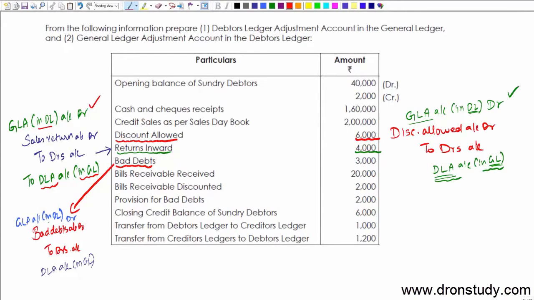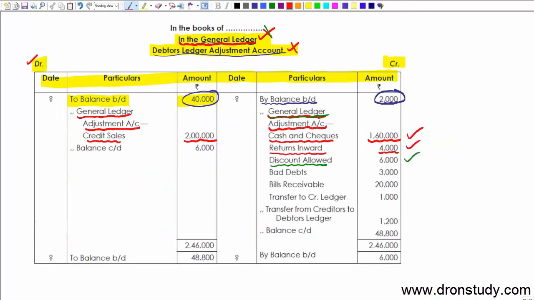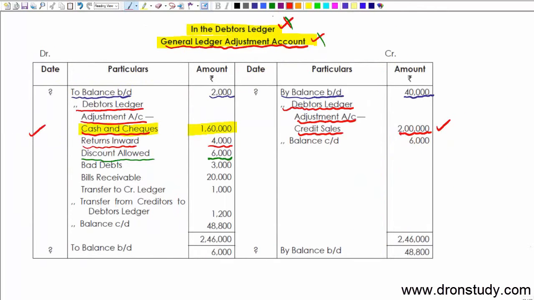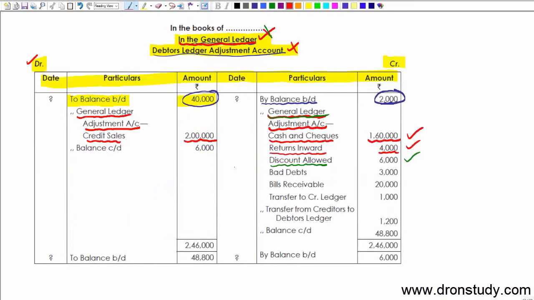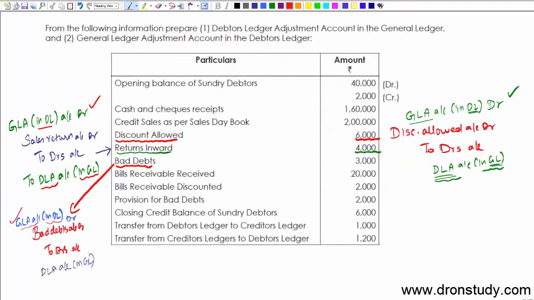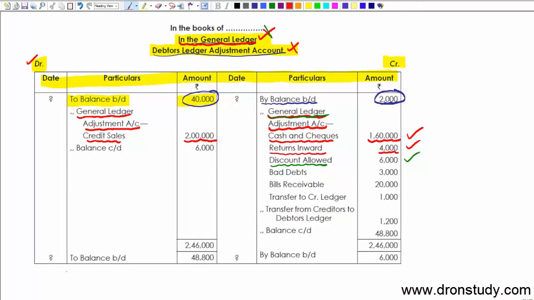So what we'll do, we'll go to debtors ledger and let us debit the general ledger adjustment account. Okay, so let's go to debtors ledger first and we have to debit the general ledger adjustment account on account of bad debts, which is 3,000. So we have completed the debit aspect. Next, we should go to general ledger. We should credit this debtors ledger adjustment account. So let's go to general ledger.